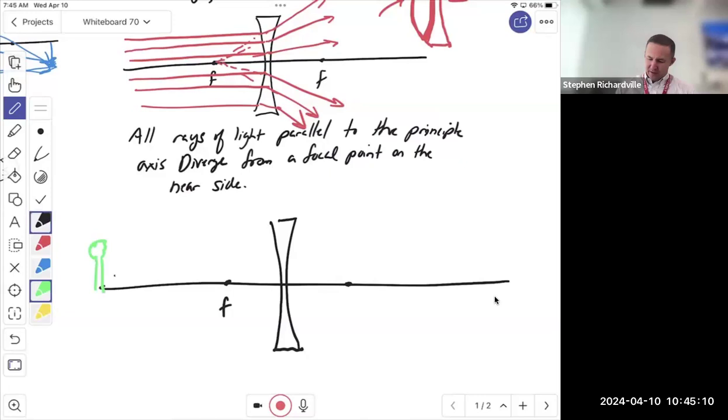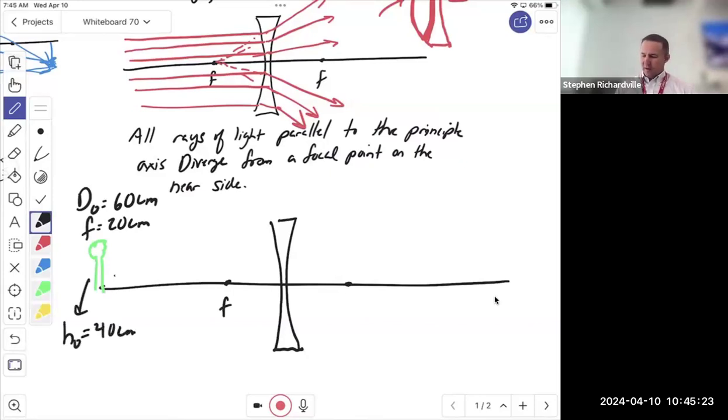So I'm going to even say that the object distance is 60 centimeters. We're going to use the same math. My focal is 20 centimeters, but now it's diverging. I'm even going to say the height of the object is 40 centimeters to see what that does. Now, how do I locate this image? Well, we use the ray diagrams to kind of imagine where the image is. We're trying to locate the image.